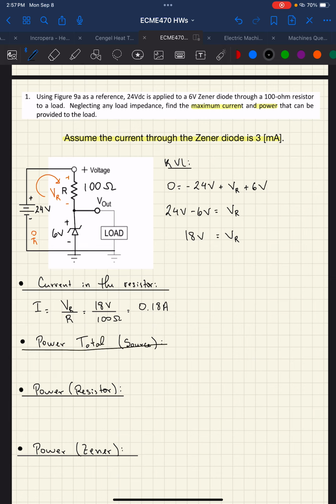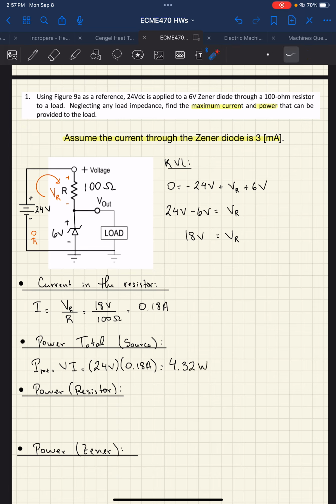So we have the source voltage and we have the current coming out of the source, right? So we can find the total power. P total is just voltage times current. So the voltage I'm talking about is the source voltage, and the current is 0.18 amps. So the total power should be 4.32 watts.